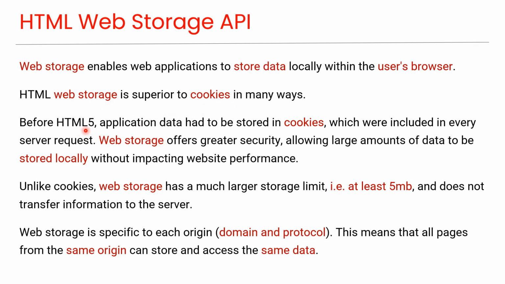Before HTML5, application data had to be stored in cookies, which were included in every server request. Web storage offers greater security, allowing large amounts of data to be stored locally without impacting website performance. Unlike cookies, web storage has a much larger storage limit, at least 5 megabytes, and does not transfer information to the server. Web storage is specific to each origin domain and protocol. This means that all pages from the same origin can store and access the same data.